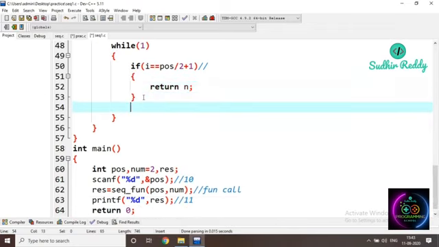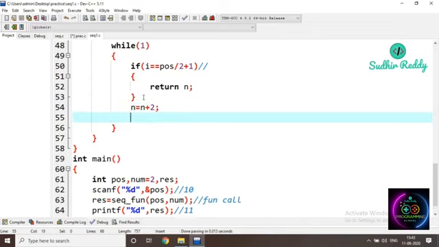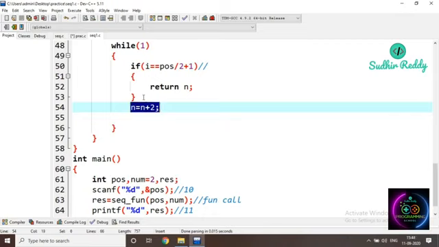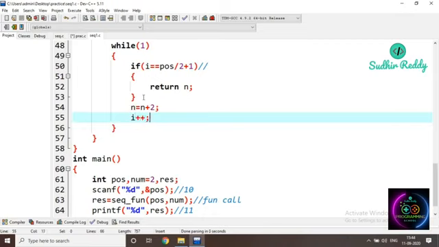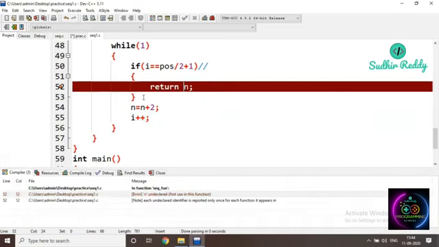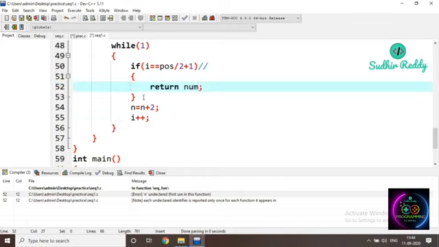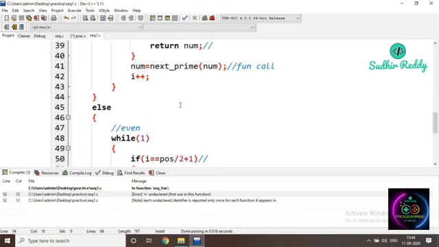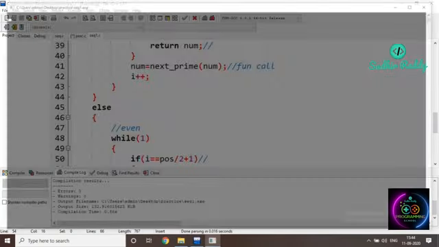And if it is not reaching the last value, I am going to add n is equal to n plus 2. That's it. The next even number means if it is 2, 2 plus 2 is 4, 4 plus 2 is 6, 6 plus 2 is 8. Like that. That's why I am writing here n is equal to n plus 2. And I am going to increment every time i plus plus. That's it. Nothing else. Now I am going to execute it. This is not n. I am going to write it is num. And here also I am going to write num is equal to num plus 2. Okay. Now I am going to execute it.